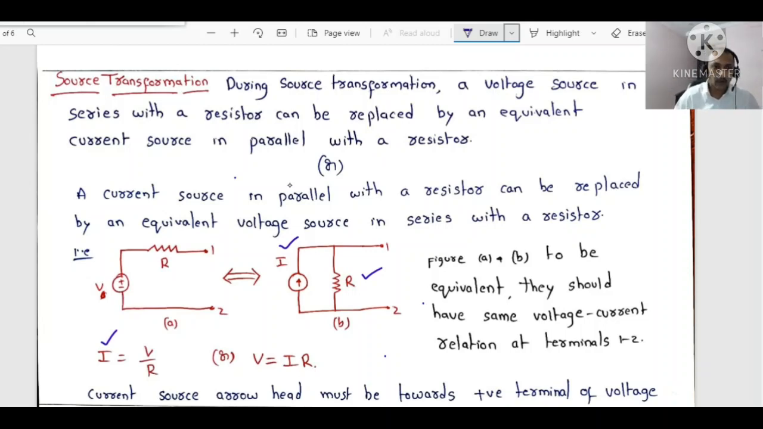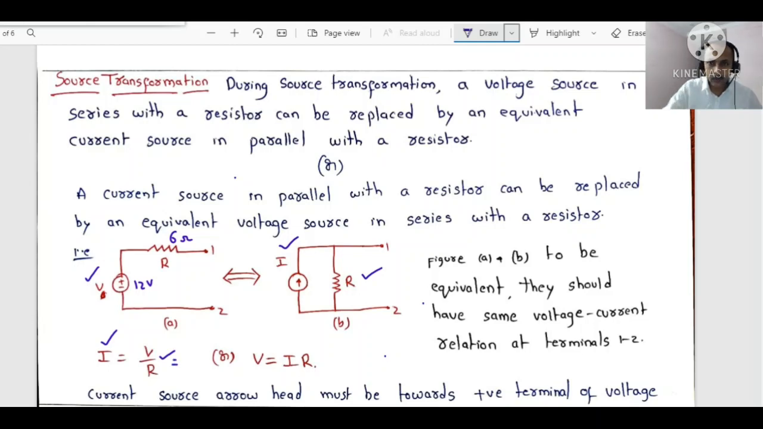That depends upon the source voltage, or the voltage across the elements for which we are making the transformation. That voltage is important. In this context, the value of the current source must be equal to V divided by R. That much value of current source we have to consider. For example, if there is a 12 volt voltage source in series with a 6 ohm resistor, then this circuit will be the same as this circuit if the value of the current source is taken as V divided by R.